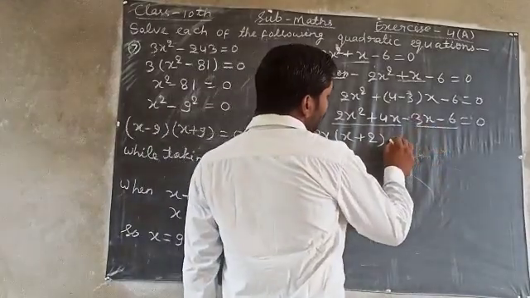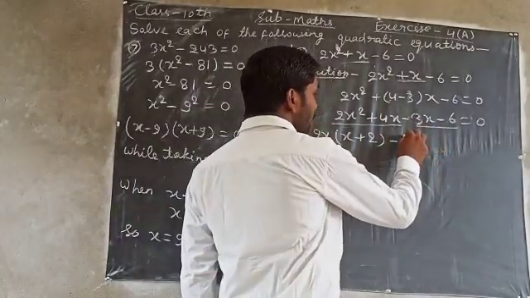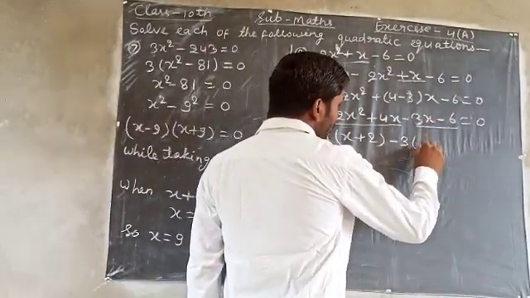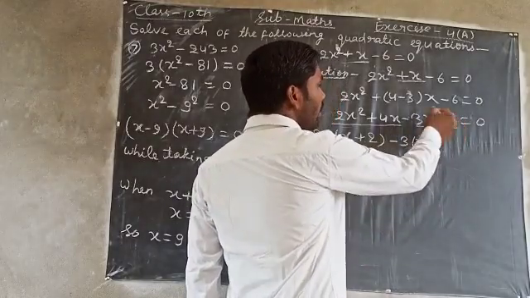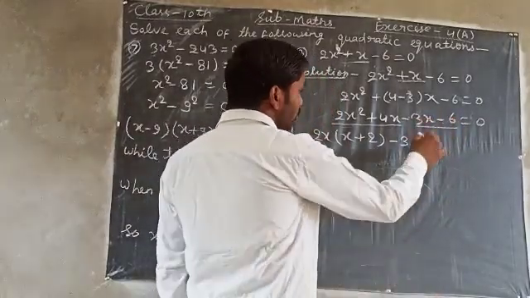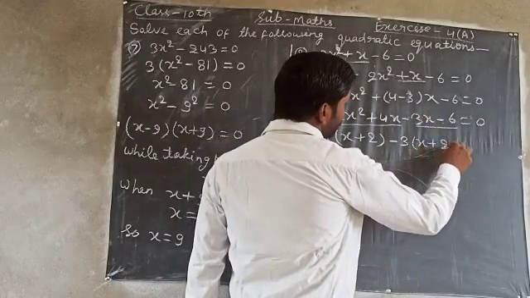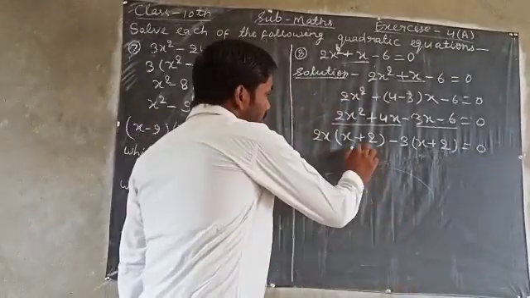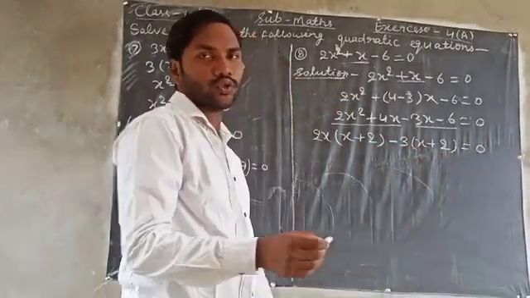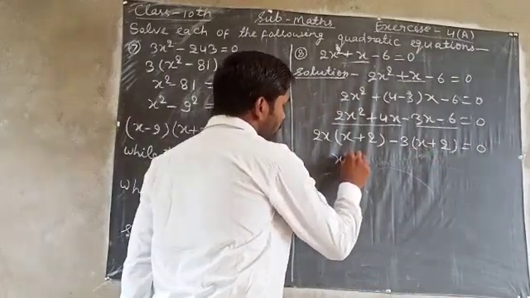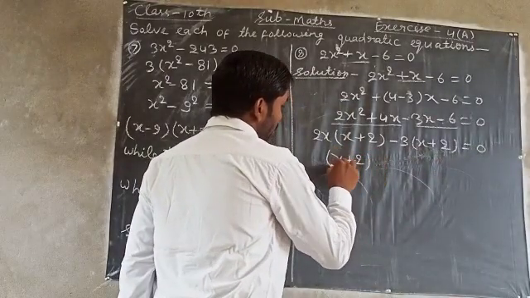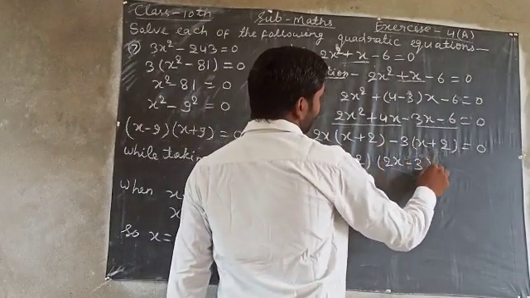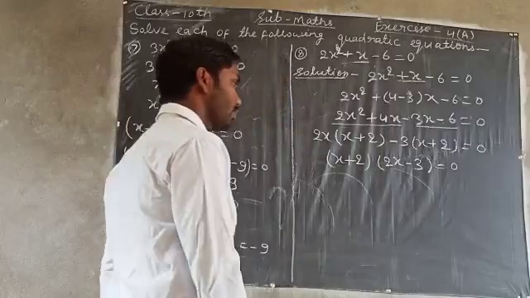Now from this part we take common minus 3. When we take common minus 3, it will become plus x, and from here also when we take common minus 3, it will become plus, so 3 times 2 is 6, is equal to 0. Now here x plus 2 is common, so you take common x plus 2. The other factor is 2x minus 3 is equal to 0.